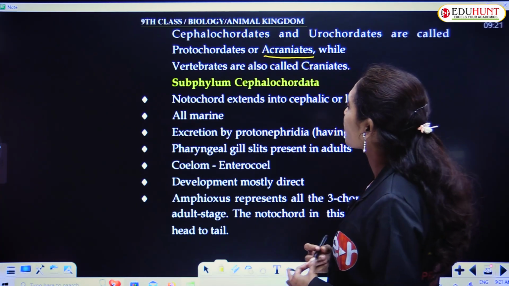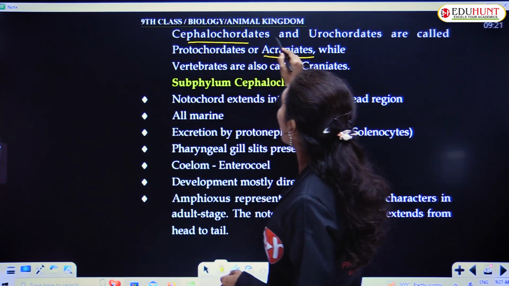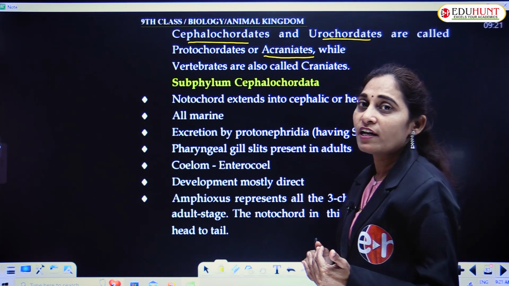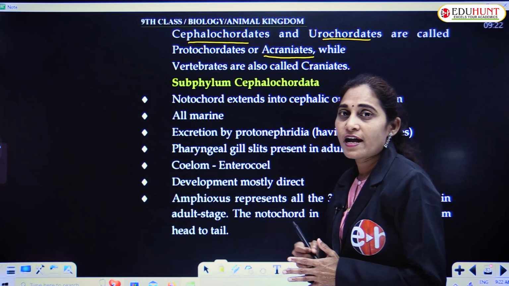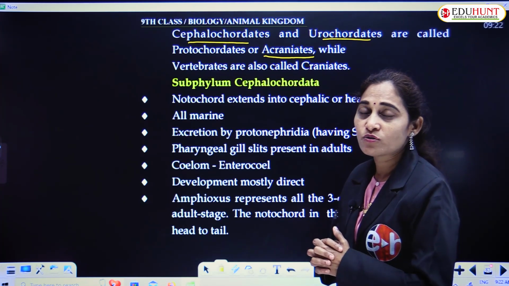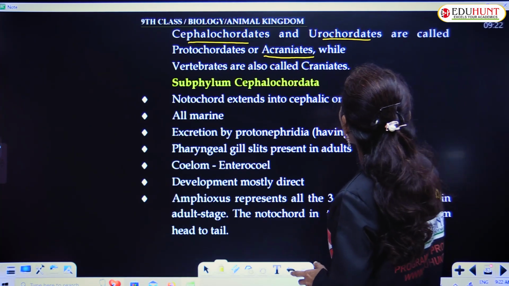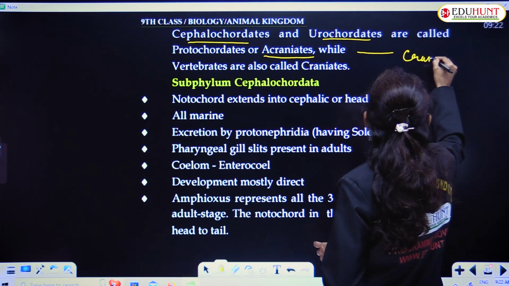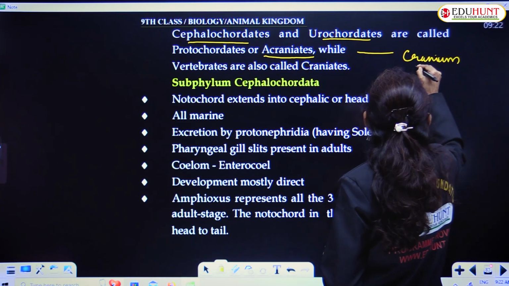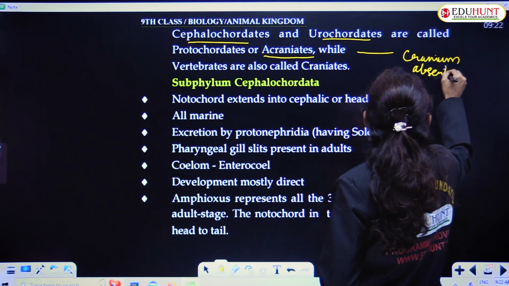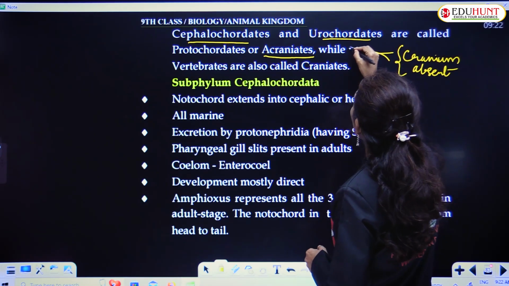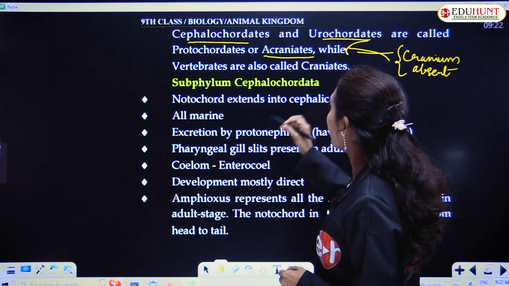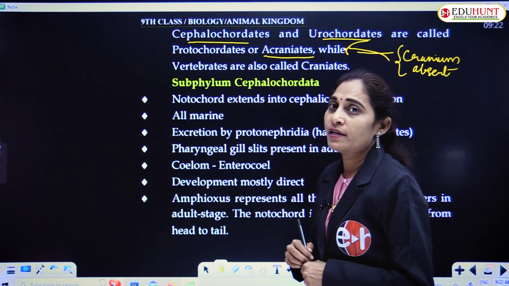What are the two protochordates? Cephalochordates and urochordates. These are the two subphyla considered as protochordates, as they do not possess the cranium. They have no cranium. Cranium is absent in protochordates, while in craniates, cranium is present.